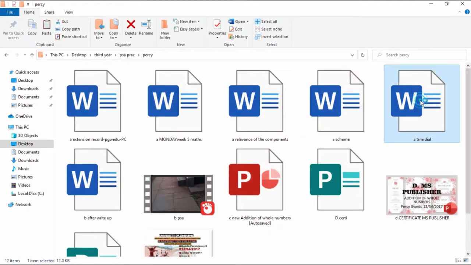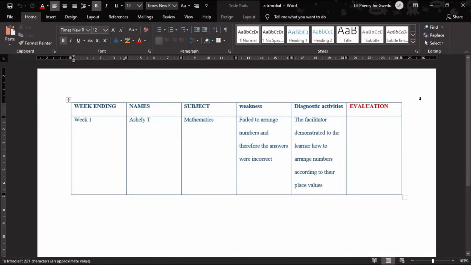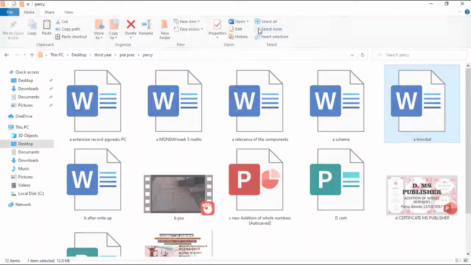Then we go on to the remedial. Okay, so this is the remedial in which I recorded the video. And well, the weakness was failure to arrange the numbers, and therefore she gave incorrect answers. And the subject was maths, the name Ashley, and the facilitator demonstrated to the learner how to arrange the numbers according to their place values. And so we close this remedial.